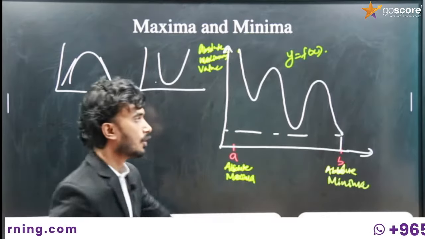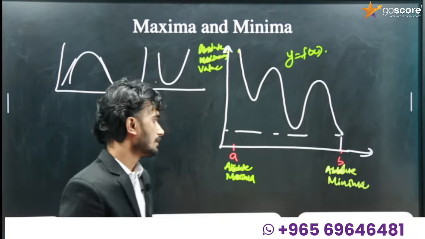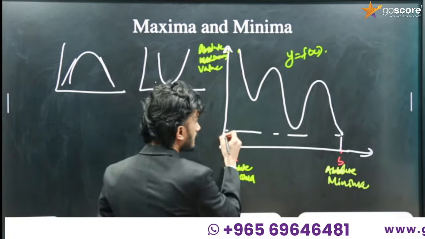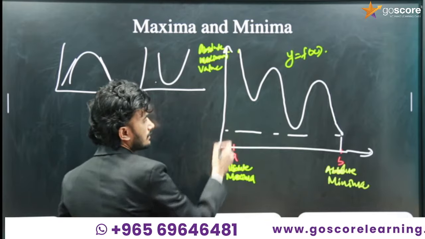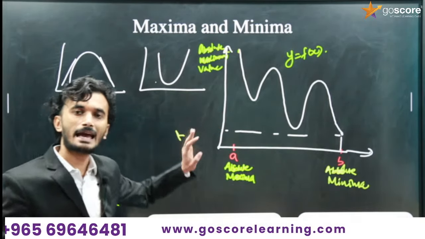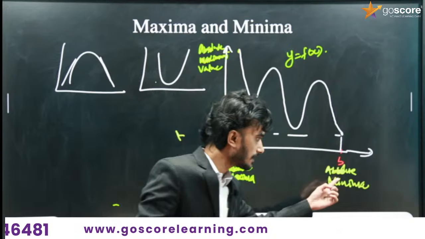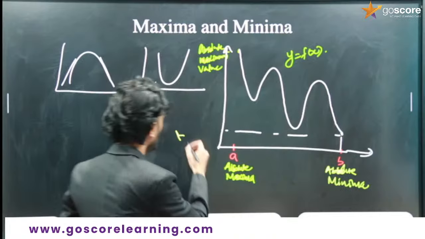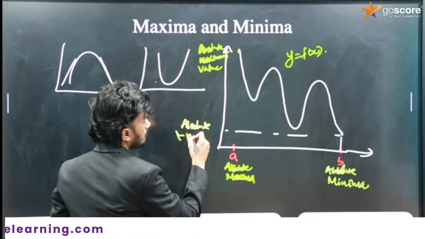So the lowest point in this graph is the absolute minima, and here you can see this value is called the absolute minimum value. This one is absolute minima, and this one is the absolute minimum value.